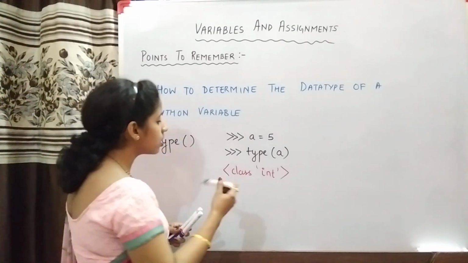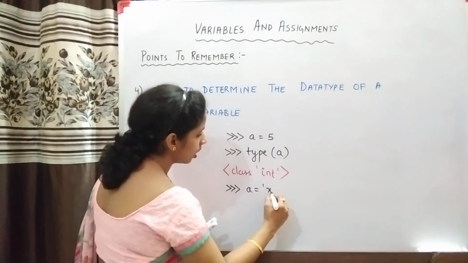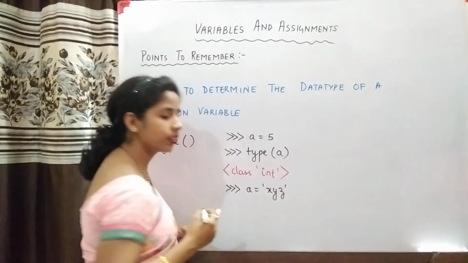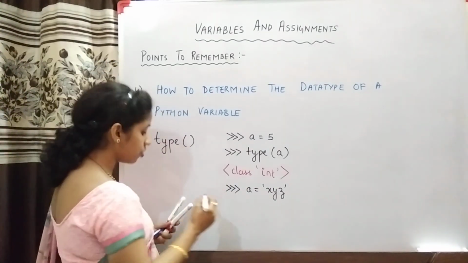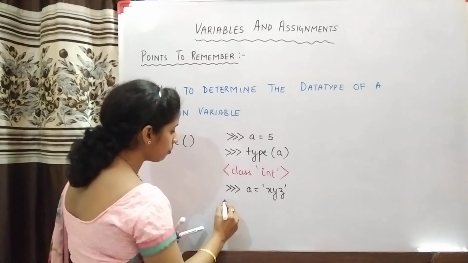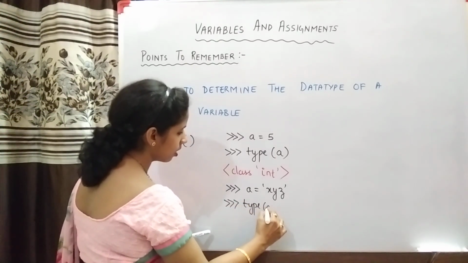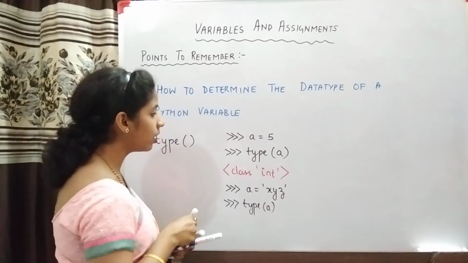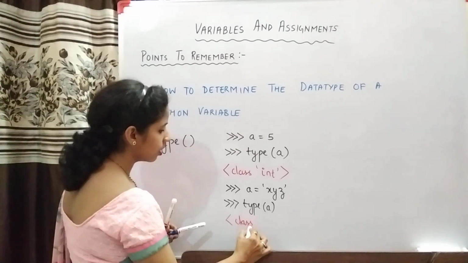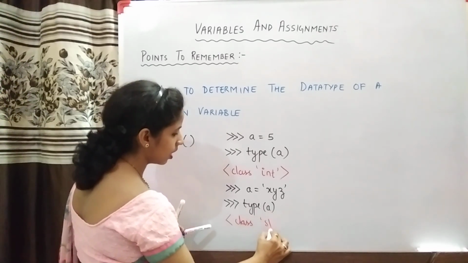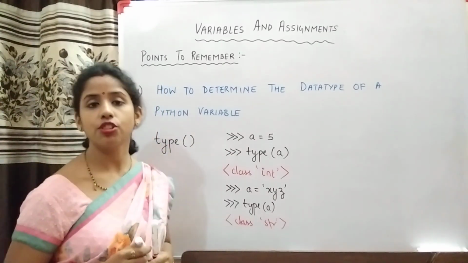ठीक है. Now after this if I write a is equal to "xyz", now I am assigning a string value to my variable. So if I check what is the type of my variable a, then what will output come? It will give me the output as class str, indicating that a is a string variable.